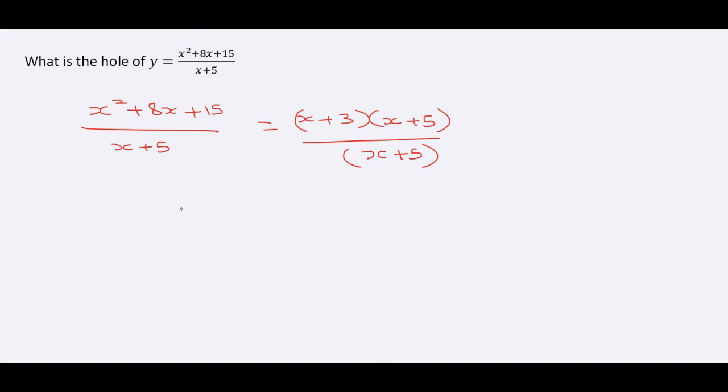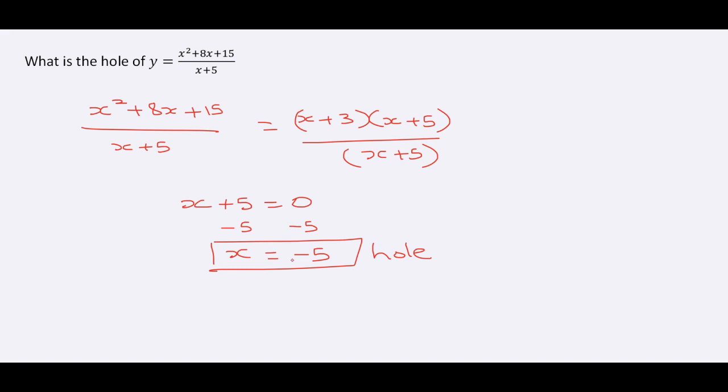So we can see the common factor in the numerator and denominator is x plus 5. So our hole will be at the 0 of x plus 5. So to do that, we have x plus 5 equal to 0. We subtract 5 from both sides. So x equal to negative 5. So this right here is our hole. On the graph, at x equal to negative 5, you should see an open circle, which means that point cannot be valid because it's a hole.